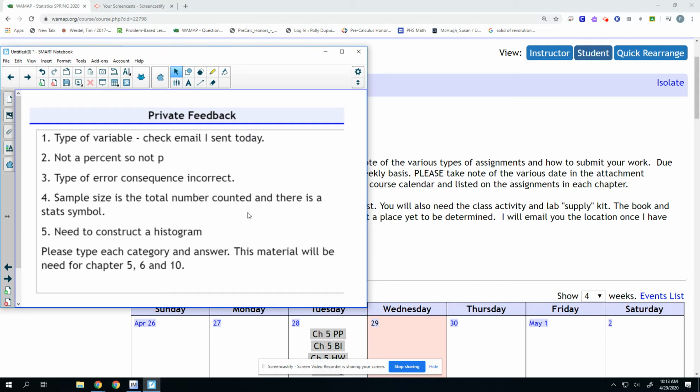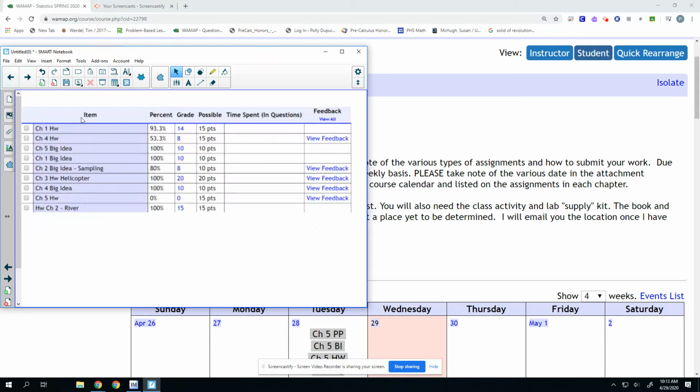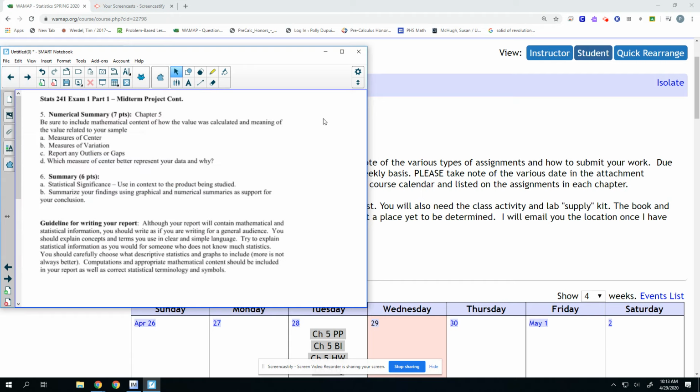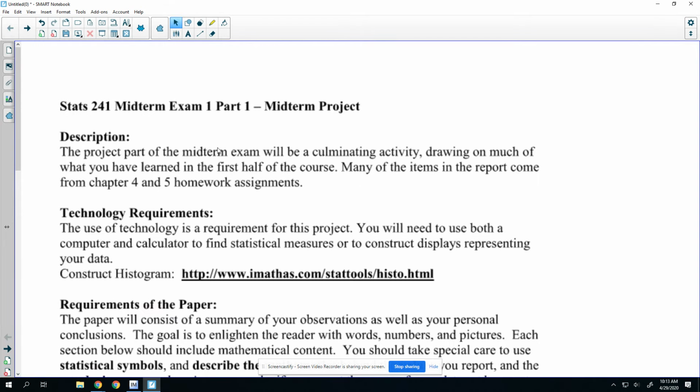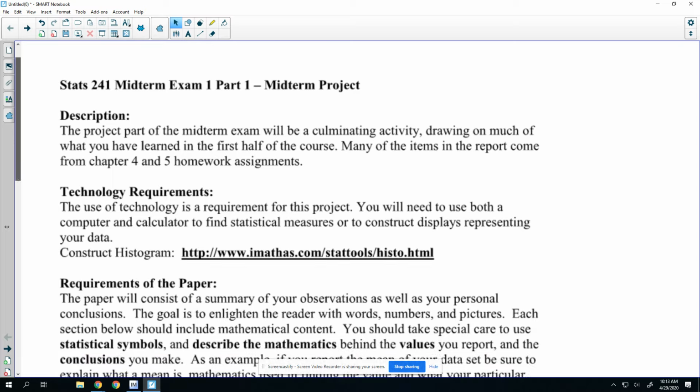Chapter 5 homework was only on Chapter 5. Your project looks like this. Your project is an activity and a test that puts you through all of Chapters 1 through 5. It's also a great way to study for your midterm exam, which is on WAMAP. So let's run through this a little bit. We'll come back to the contents of the paper and the technology requirements and so forth.